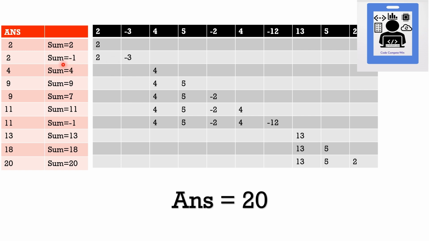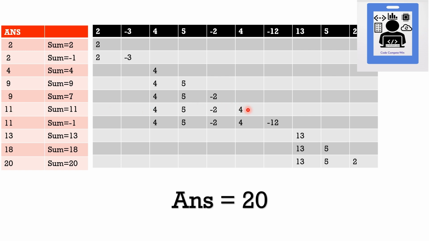Now the sum is 0, and we add 4, then our sum becomes 4. The maximum of answer and sum is 4, so we update our answer to 4. Then we take 5, and 4 plus 5, the sum is 9, and we update our answer with the maximum of answer and sum, that is 9. Then we add minus 2, the sum becomes 7, but the maximum is 9, so our answer remains the same, 9.